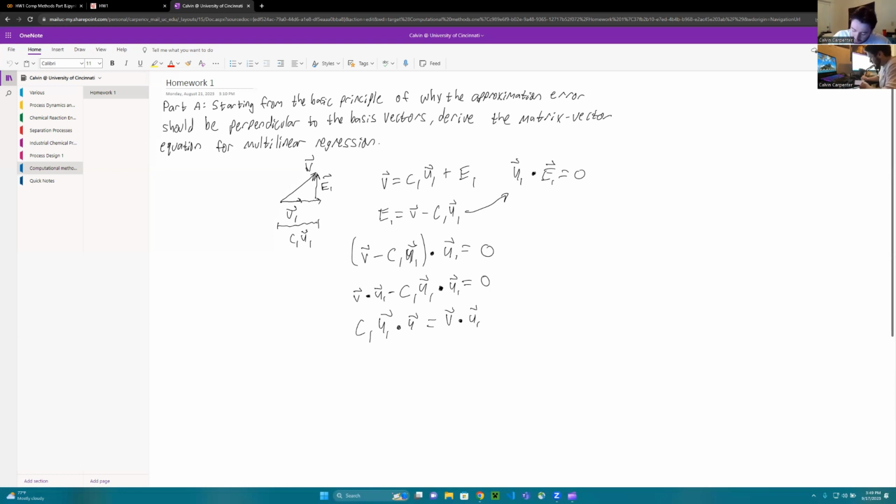And then so you can isolate for your coefficient, leaving you with C1 equals your desired vector dot product with your basis vector over the dot product between your basis vector and your basis vector. And so this is going to be our matrix vector equation for multilinear regression.